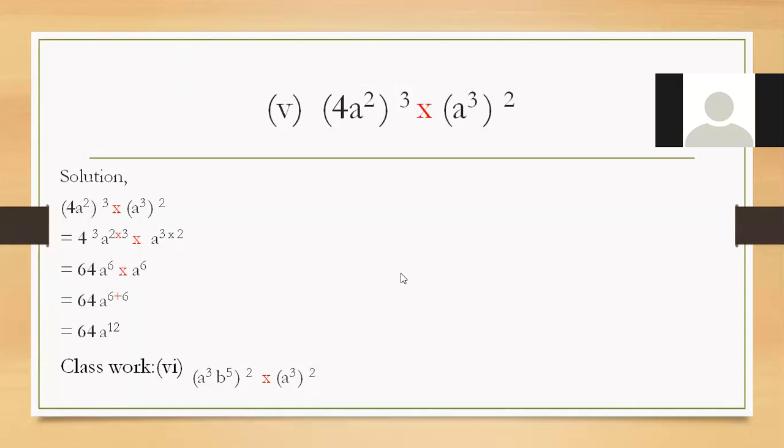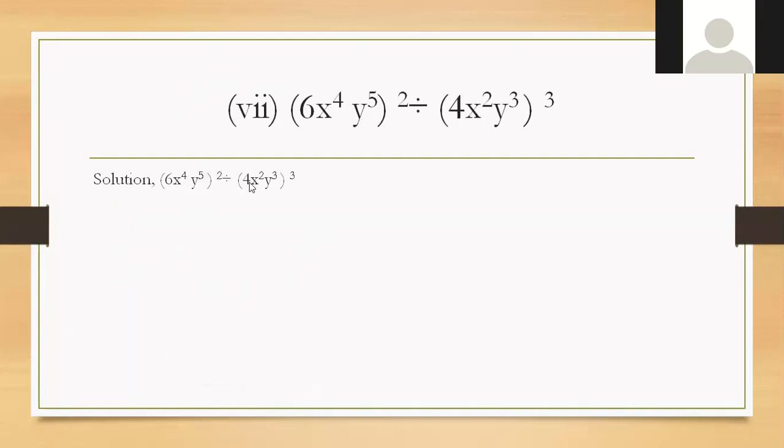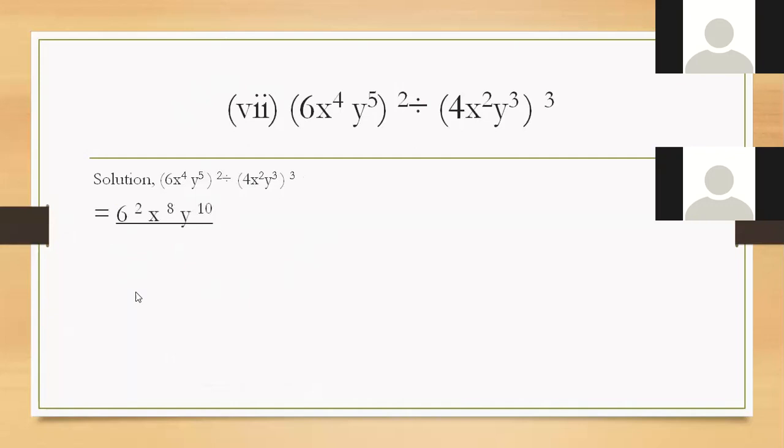Yes, sir. Okay, now I am moving to the next slide. It is 6 to the power how much? Look, 2 whole power, and x to the power 4 and also power 2. Power and whole power will be multiplied. Y to the power 5 will be multiplied with 2. Here also, 4 to the power 3, and x to the power 2 also whole power 3, and y cube again whole power 3.